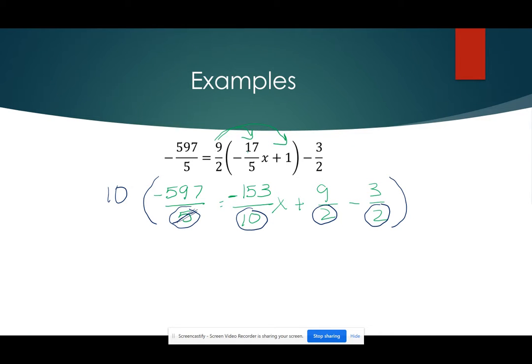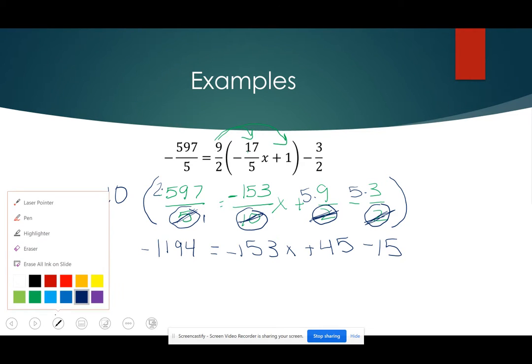So now this would become 1, and you multiply the top by 2. So 597 times 2, well, it was negative, so we get negative 1,194 equals, the 10s cancel out, so we get negative 153x. Plus, this becomes a 1, and you would multiply the top by 5. So 9 times 5 is 45. And this becomes a 1, you multiply the top by 5, because 10 divided by 2 is 5, minus 15.